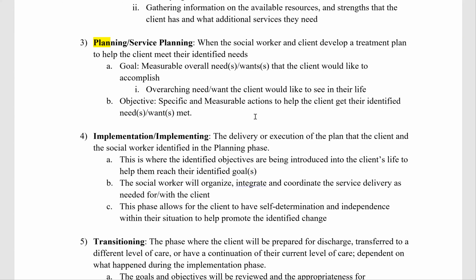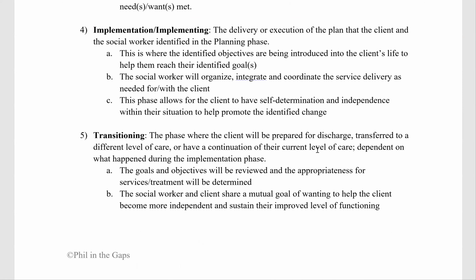So after we develop that treatment plan, we then can get into the next step, which is implementation or implementing. So this is where we put the rubber to the road and we start getting some traction within the situation and seeing what they can do within their situation to improve the functioning that they have. Stated in a different way, it's the delivery or execution of the plan that the client and the social worker identified in the planning phase.